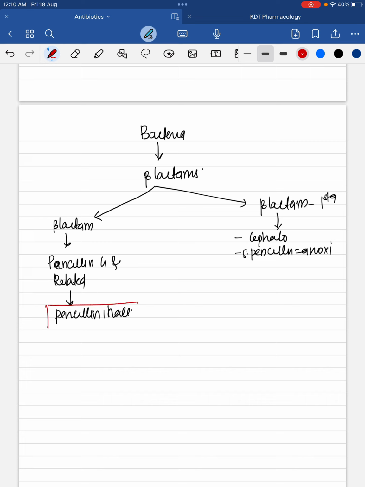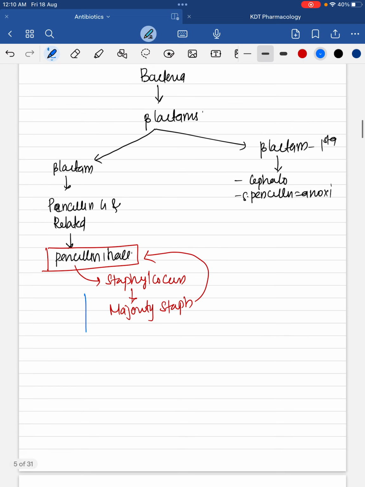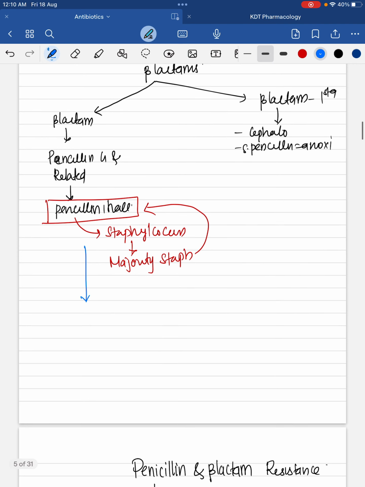So what did we do to overcome this? Before that, this penicillinase is mainly produced by Staphylococcus, and the peculiarity is that the majority of Staphylococcus is producing penicillinase. So we found an antibiotic group which is resistant to this penicillinase, which means this penicillinase cannot inactivate that new group, and that new group consists of methicillin and cloxacillin.